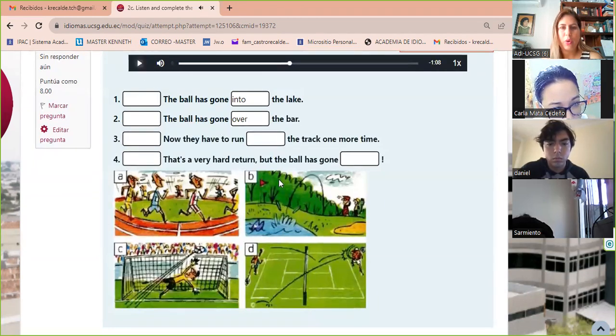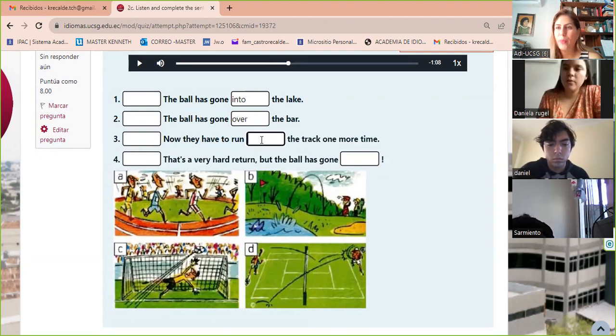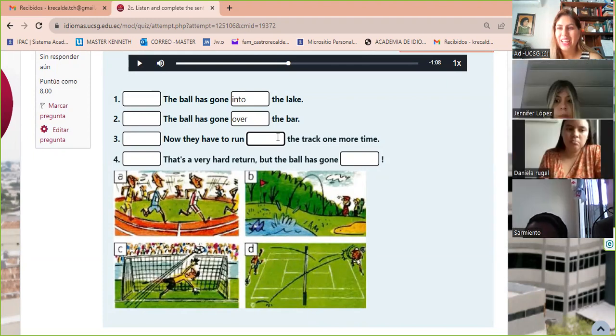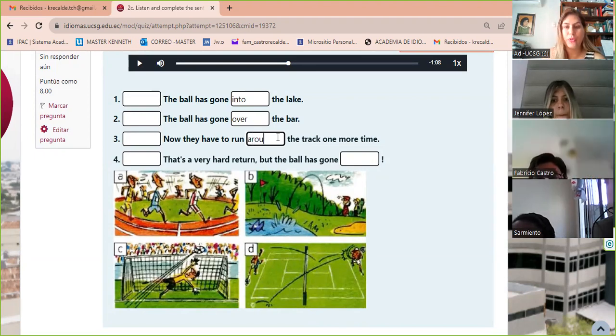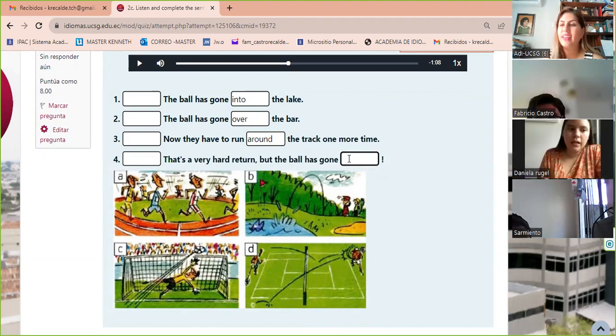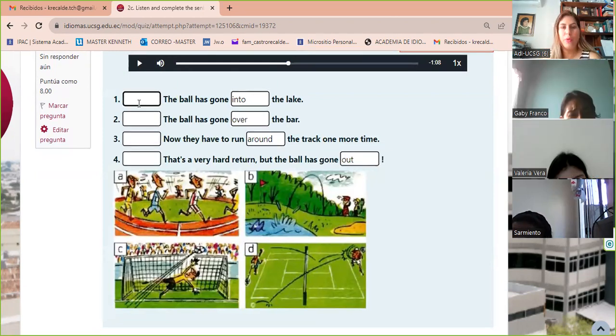3. What was 3? Round. Round, okay? And number 4? Out. Okay, good. What is number 1? What picture is describing number 1? A, B, C, or D? B. Of course, it's B.